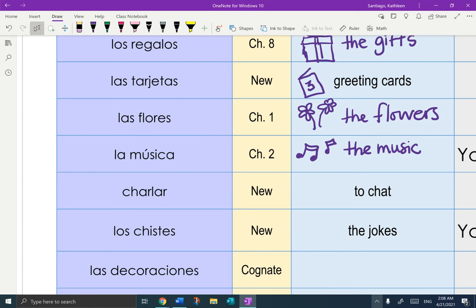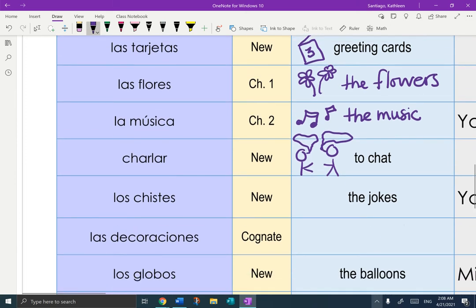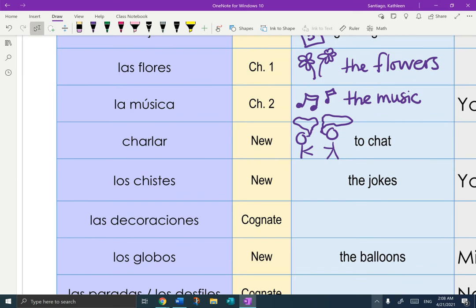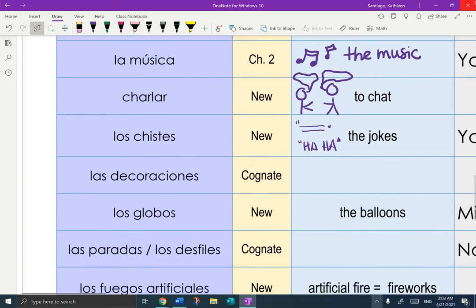Charlar. I love this verb, charlar. Okay, charlar, to chat. So I've got two people. And here is one talking bubble. And here's the other one. And they are chatting back and forth. Charlar, to chat. Chistes. Chistes are jokes. So somebody tells you, and then you reply, ha, ha. Okay, so jokes. Chistes.